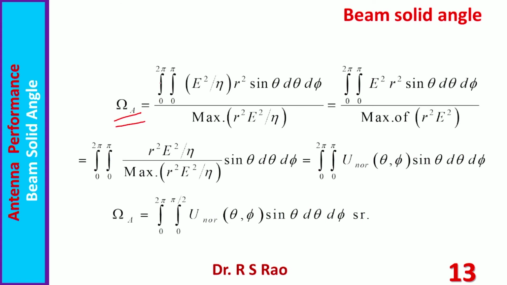Omega A is the integral 0 to 2 pi, 0 to pi of E square by eta r square sin theta d theta d phi by the maximum of r square E square by eta. From the definition given in the previous slide, this expression has been created. It is equal to the integral of U normalized theta phi sin theta d theta d phi. Ultimately, omega A, the beam solid angle, is the integral 0 to 2 pi, 0 to pi of U normalized theta phi sin theta d theta d phi, in steradians.